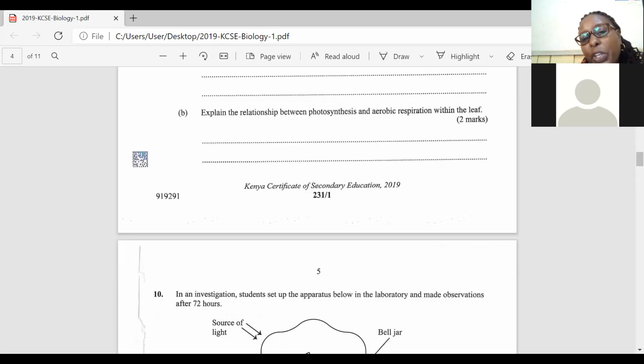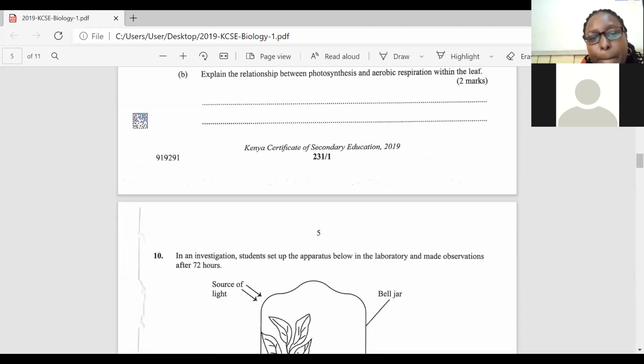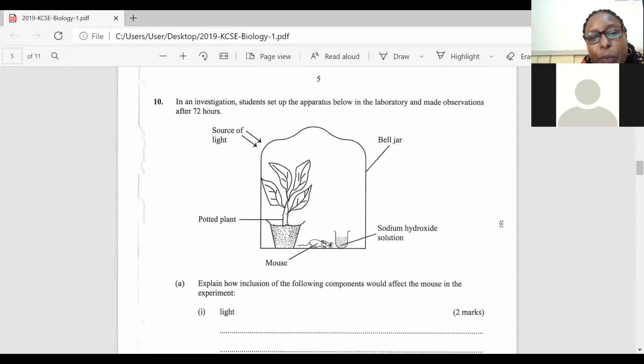The same oxygen we get from the photosynthesis would also have applied to be used in aerobic respiration, which again is going to produce the carbon dioxide, again to be used by the plant to carry out the process of photosynthesis. So the student had to tackle it from that point. Then we have question 10.